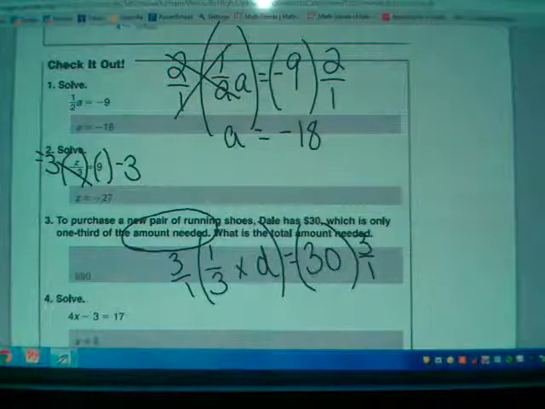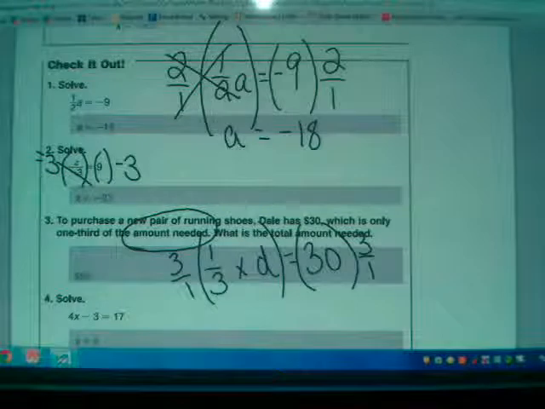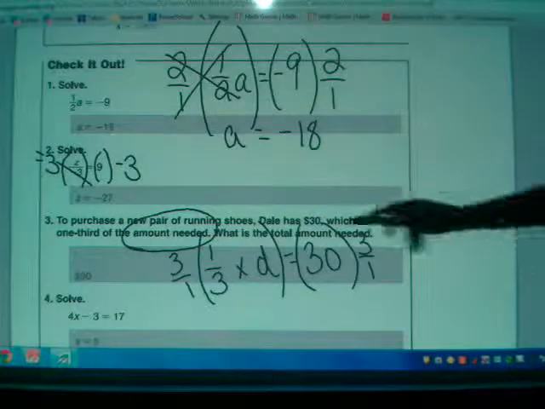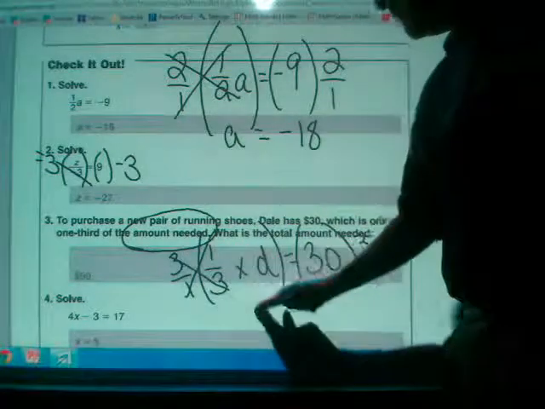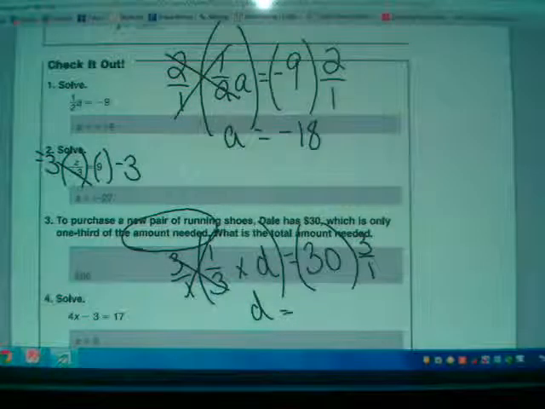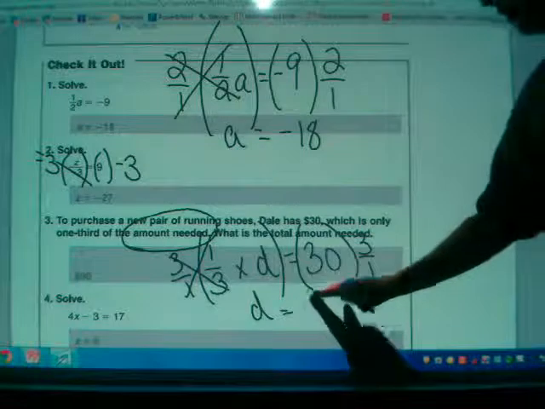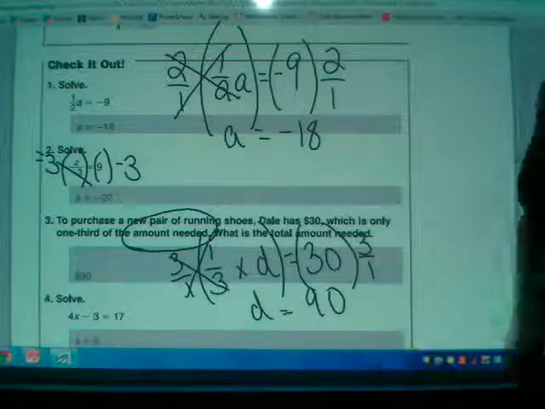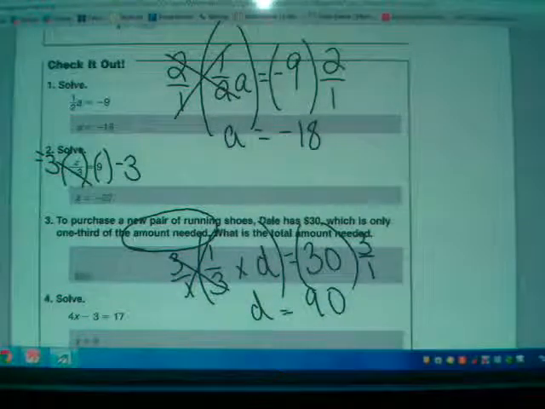On the left side, the 3 over 1 and the 1/3 cancel, which just leaves me D. And on the other side, I have 30 times 3 over 1, or just 30 times 3, which is 90. What does 90 mean? Well, that is, again, remember, the total amount of money that Dale needed. That's what we saw there at the end of that question. The question was, what is the total amount needed? The total amount needed is 90, as in $90.